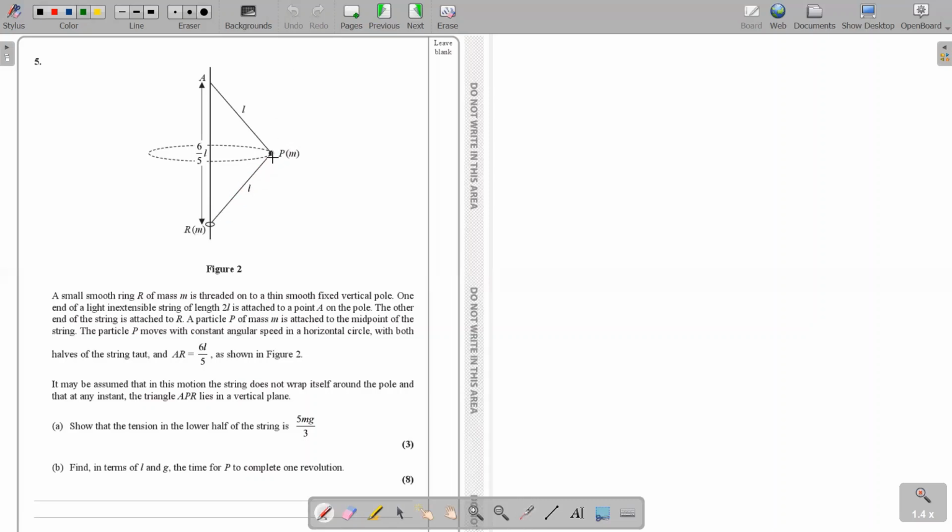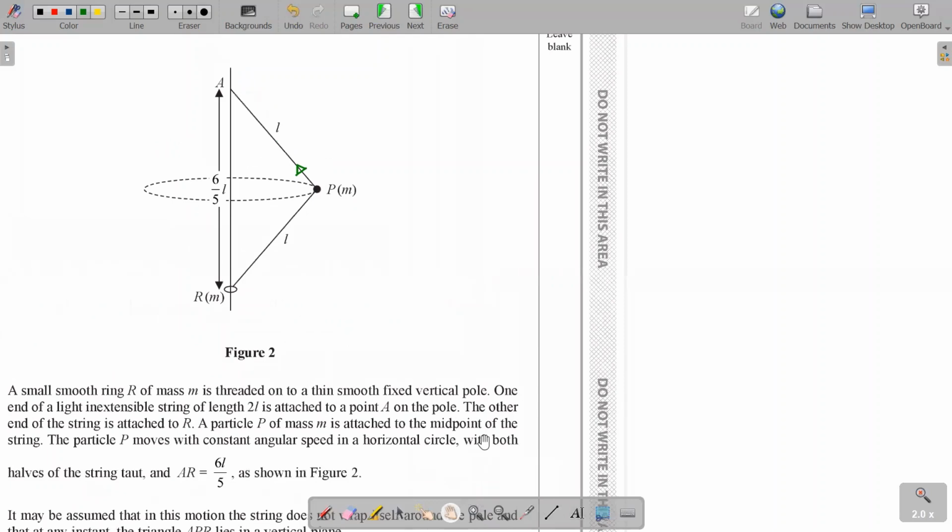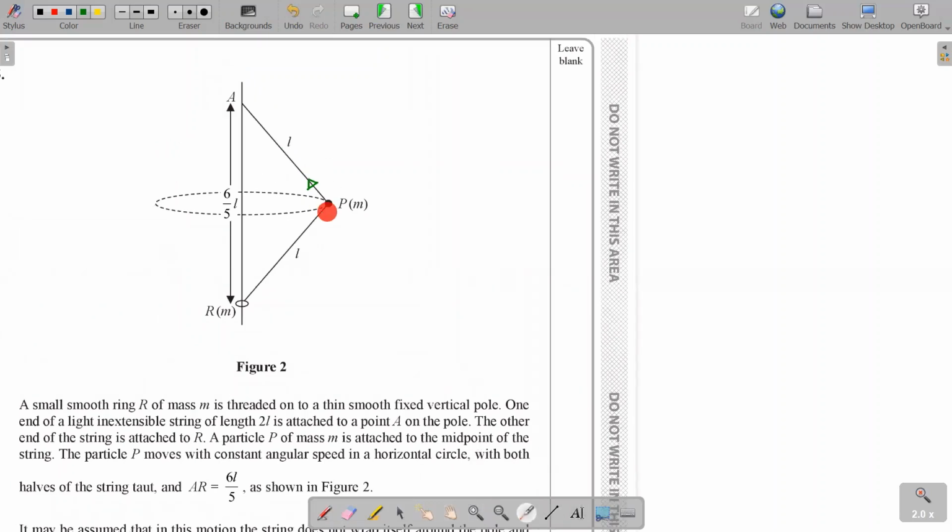First, let's apply the forces acting on the particle. What are the forces we have? Definitely, we have tension acting at the upper part. You need to realize that when you attach a particle like this, are we creating the same tension on both sides of the string, or different tensions? We create different tension. You get the same tension only if it's passing through a ring.